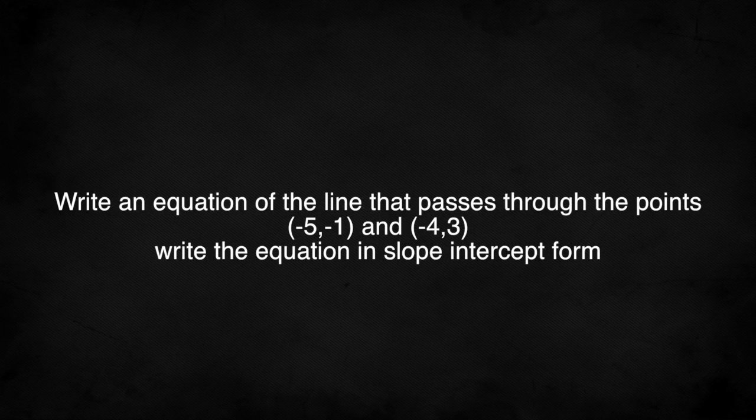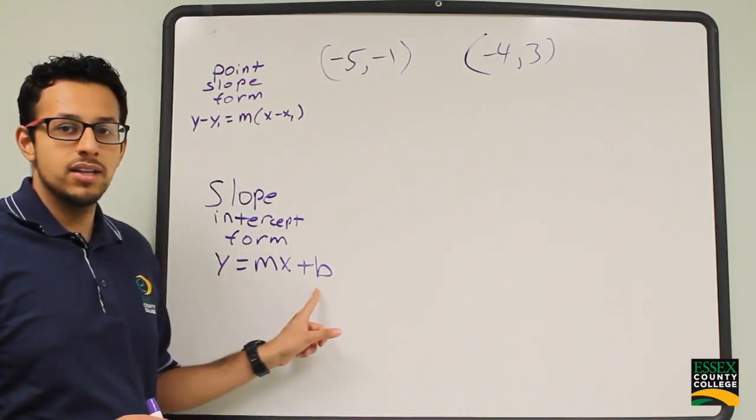The problem states, write an equation of the line that passes through the points (-5, -1) and (-4, 3). Write the equation in slope-intercept form, which is y equals mx plus b.